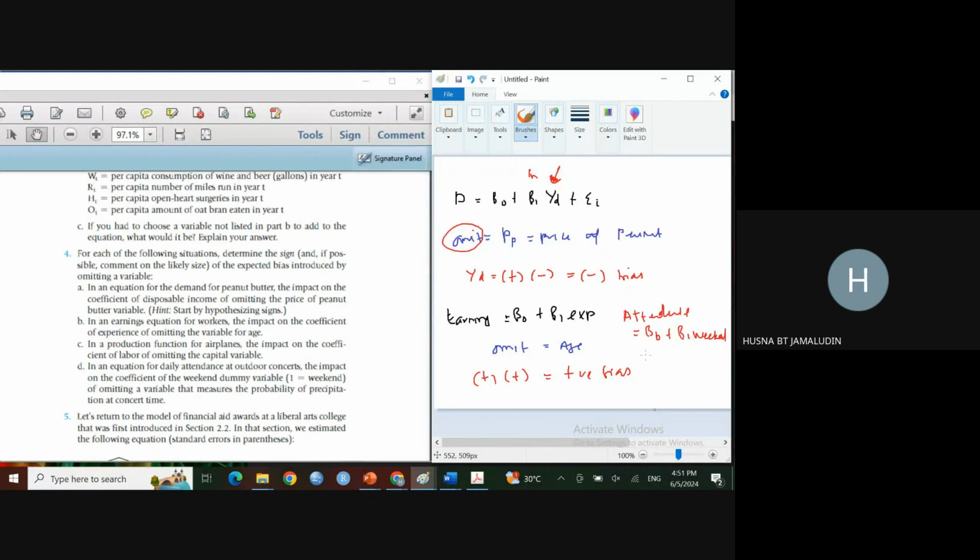And then what did you omit here? You are omitting precipitation, the probability of raining. So you believe that when the probability of raining is high, what happens to your attendance? Maybe your attendance will be low. So what is the sign? Negative. Okay, negative. But how about weekend? Positive.